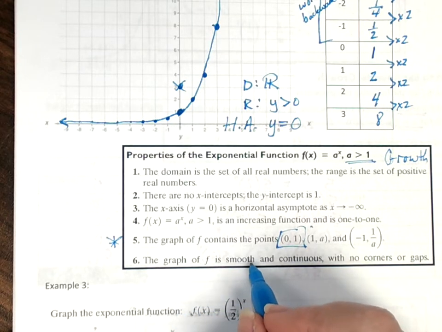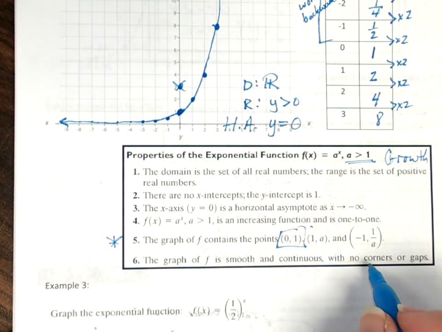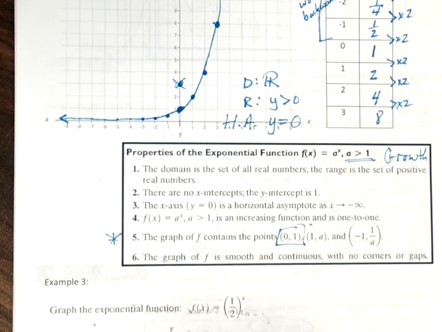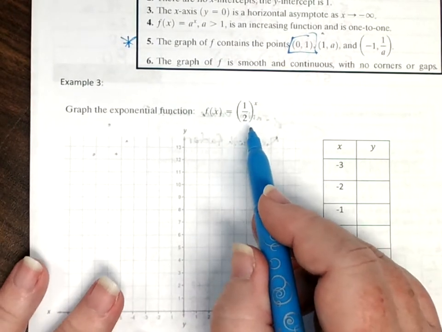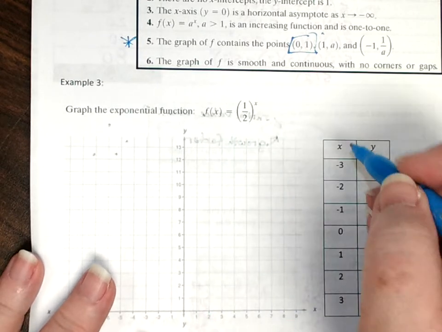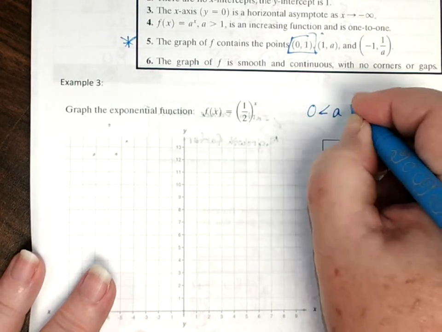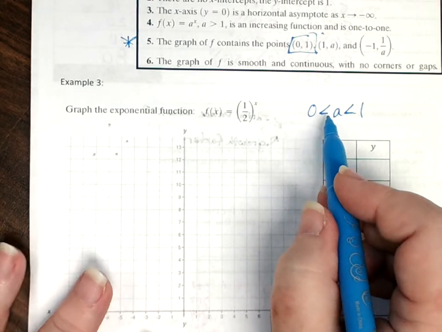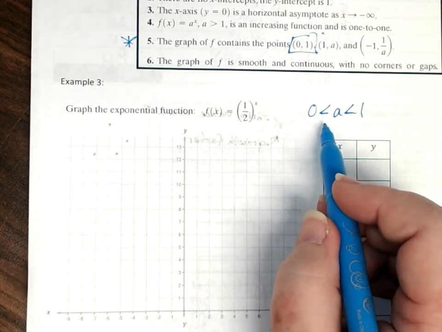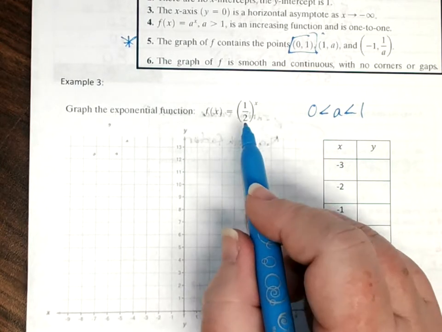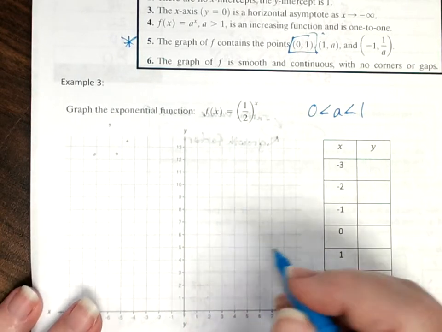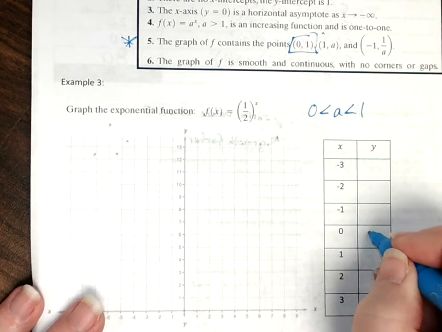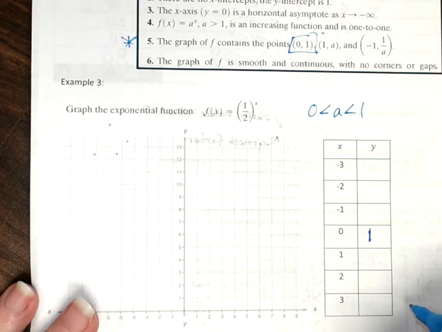The graph has to be smooth and continuous with no corners or gaps. Well, what if the growth factor isn't bigger than 1? What if the growth factor here happens to be between 0 and 1? Still has to be positive. We've already said that a must always be a positive value, but it's smaller than 1. In other words, it's a proper fraction. Well, what's my initial value? My initial value is still 1.